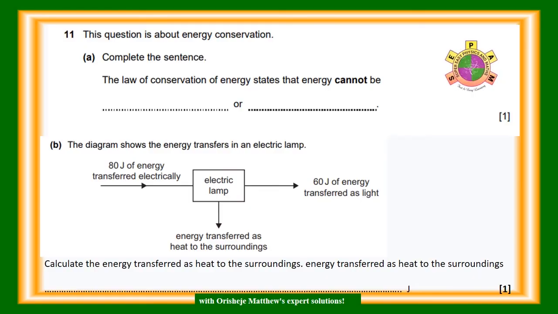Question 11b. The diagram shows the energy transfers in an electric lamp. The total 80 joules of electrical energy transferred to the lamp is converted to 60 joules of light energy and thermal energy. The heat energy lost to the surroundings is obtained by subtracting the 60 joules of light energy from the 80 joules of electrical energy to give 20 joules of heat energy. Calculate the energy transferred as heat to the surroundings. Energy transferred as heat to the surroundings is equal to 80 joules minus 60 joules to give 20 joules.